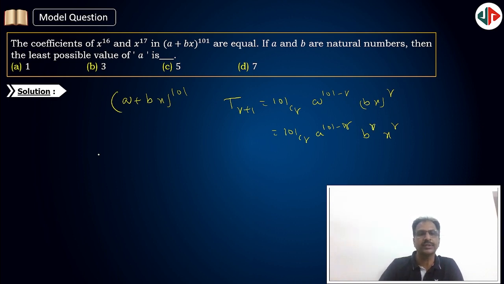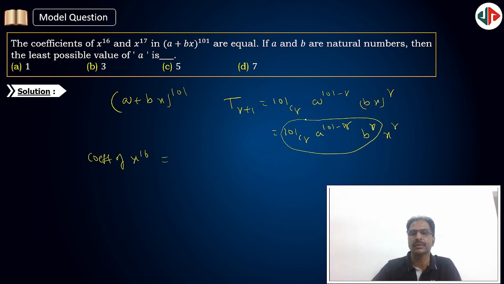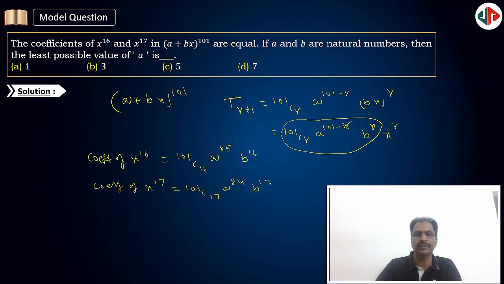Now, what is the coefficient of x power 16? Take r is equal to 16. This is the coefficient. X power 16 means put r is equal to 16. Then 101 c 16, a power 101 minus 16 is 85, into b power 16. Next, what is the coefficient of x power 17? Put r is equal to 17. 101 c 17 a power 84 b power 17. Given that these two are equal, so equate these two.